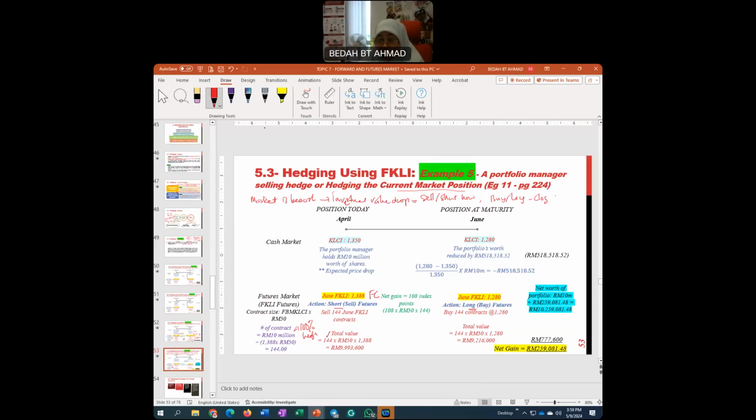So 9,993,600. This is the value of the investment at the opening, after multiplying the number of contracts, the contract size and the index point at the opening.